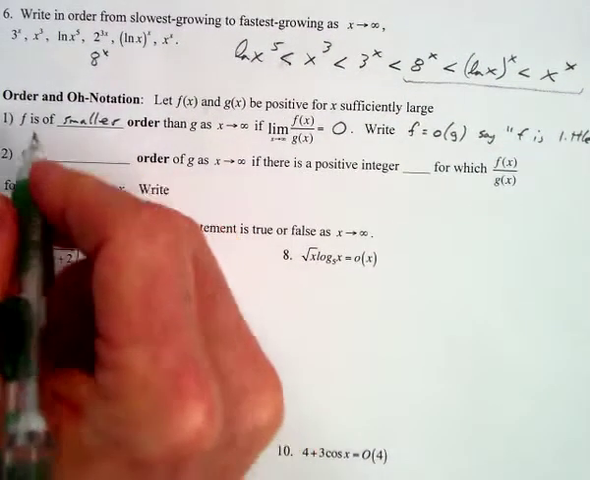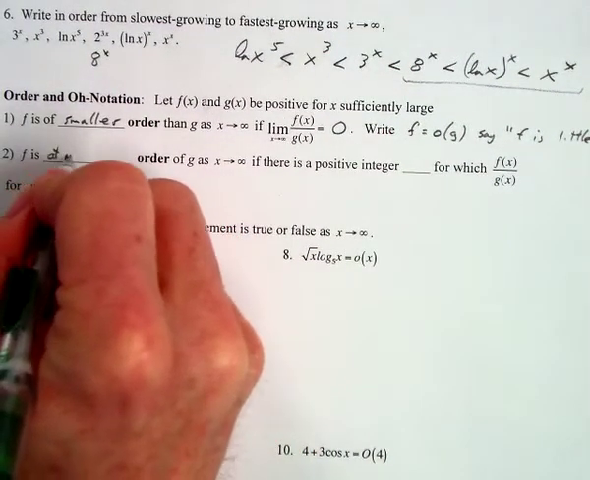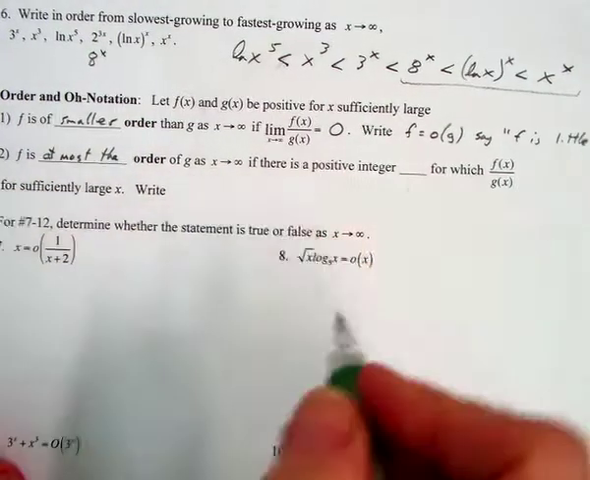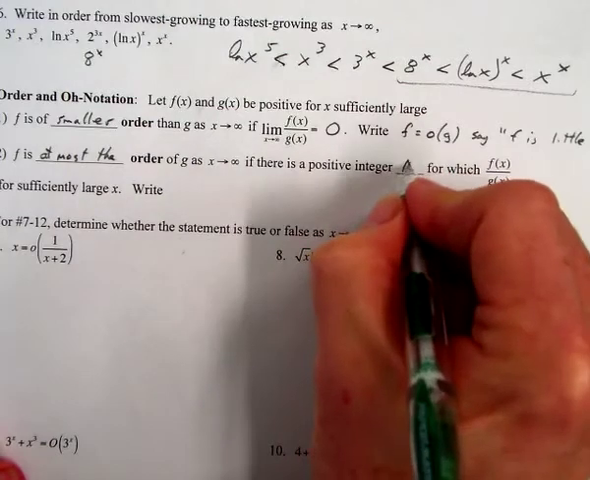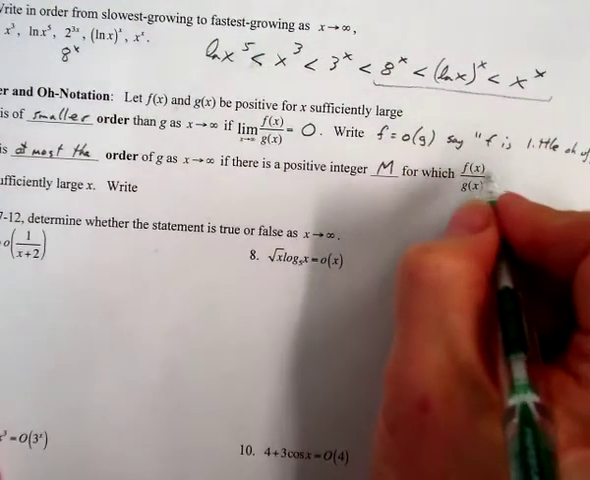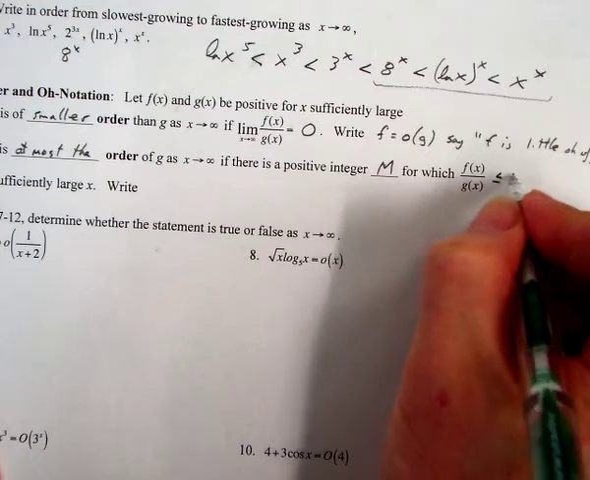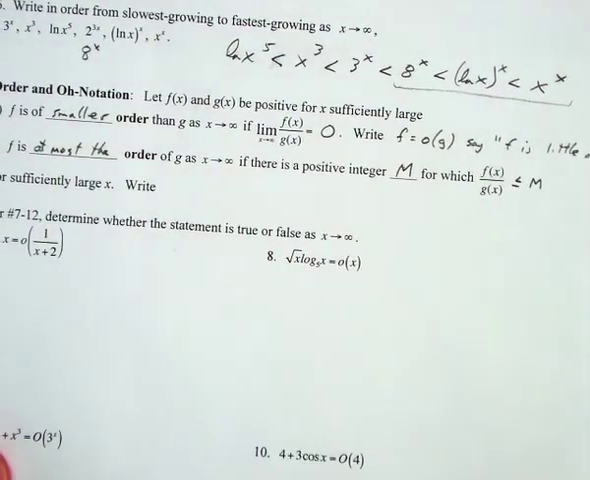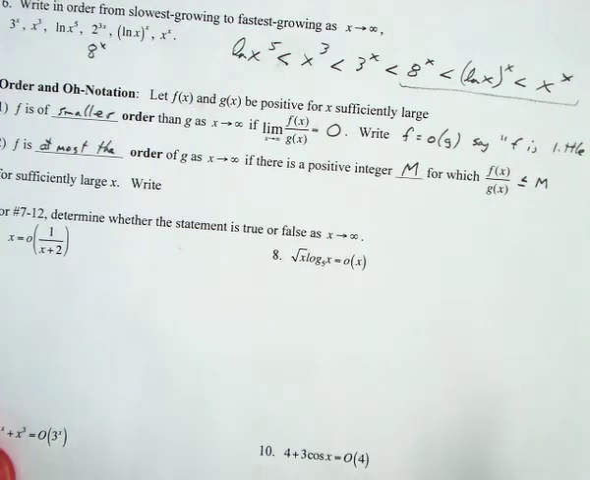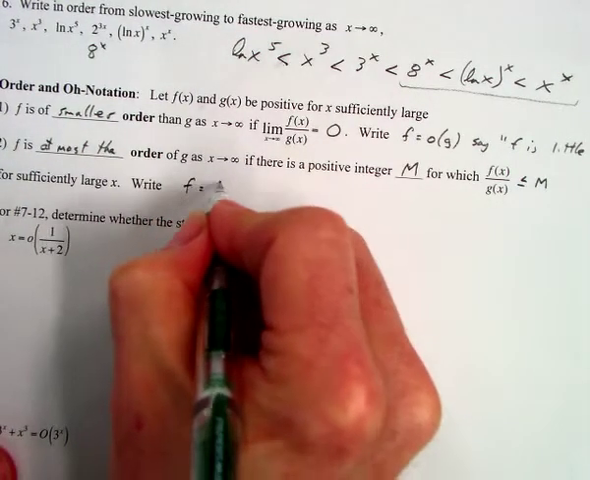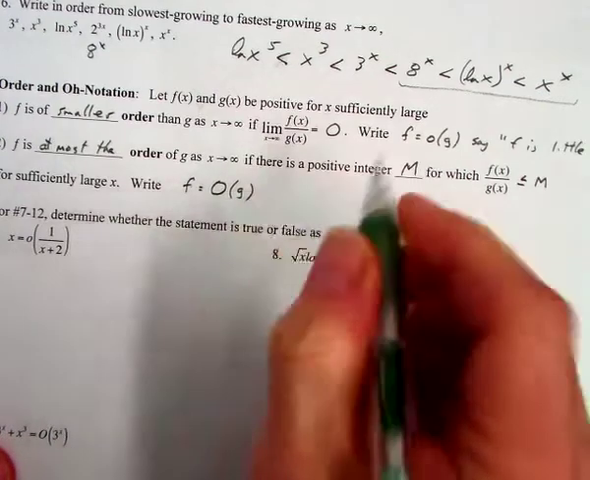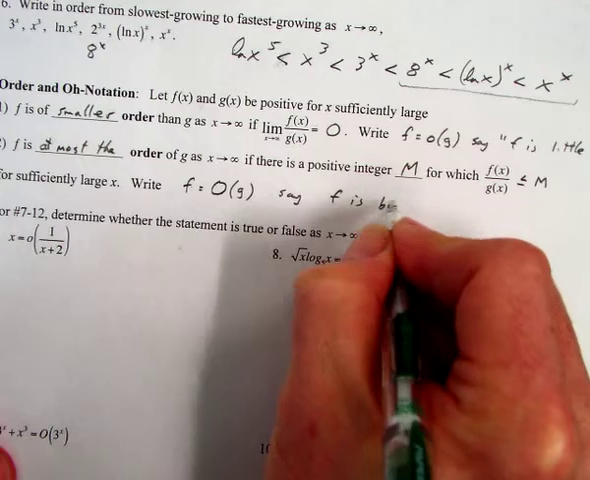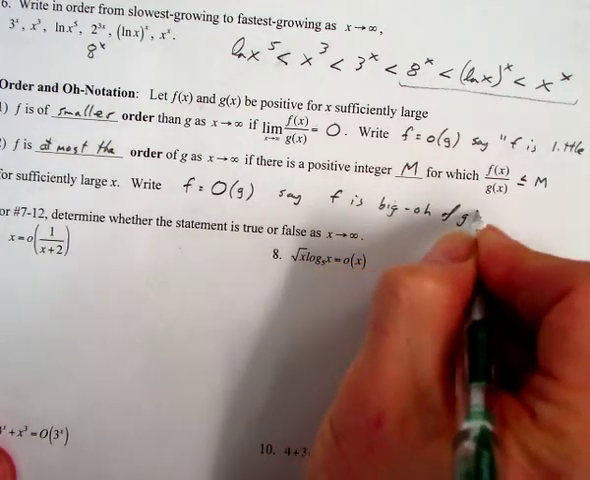Then we have f is at most the order of g as x goes to infinity if there's a positive integer m for which f of x over g of x is less than or equal to m for sufficiently large x, so as x is getting big. And the way we're going to write this one is f equals big O, and you say on this one f is big O of g.